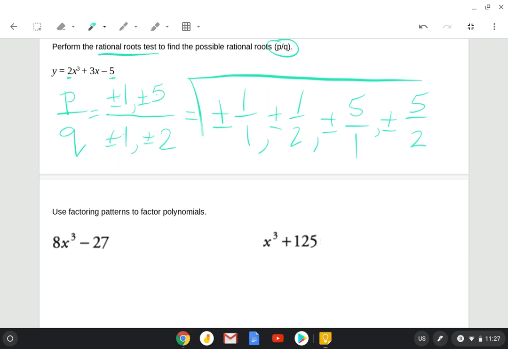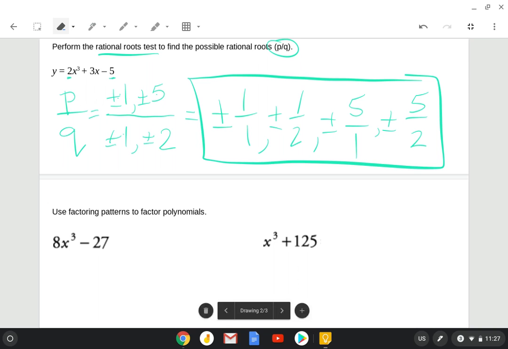So these would be the roots. You could simplify these to be 1 and 5. Instead of 1 over 1 and 5 over 1, you could just do 1 and 5 like that. So that's how you do rational roots. Again, p's come from here, q's come from here.